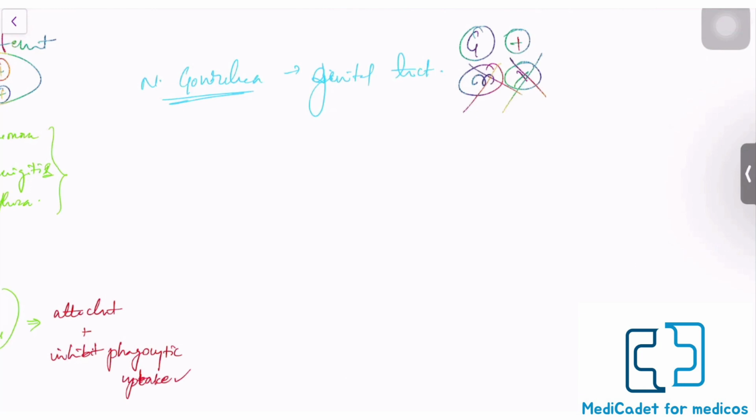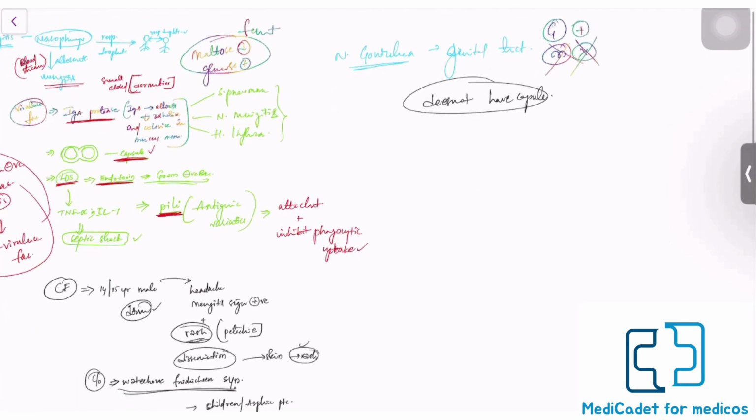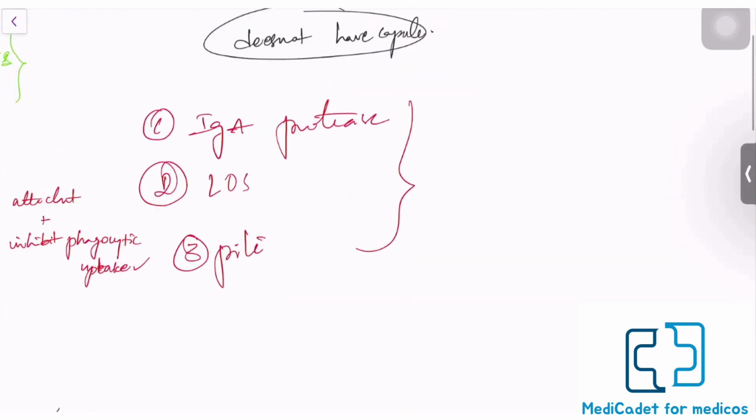Okay, then the agar is the same, Thayer-Martin agar, and gonorrhoeae does not have a capsule. So that is important. Gonorrhoeae will not have this capsule. So what are the virulence factors then? The remaining 3 virulence factors we have seen will be the virulence factors. One is the IgA protease, and the lipooligosaccharide, and pilin. So these 3 will be there, but not the capsule because it lacks the capsule.